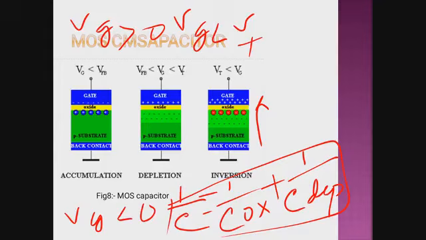So when Vg is less than 0, in that case the channel is confined by holes, but when Vg is greater than Vt, that means the gate terminal becomes more and more positive, in that case the channel is confined by negative particles, which are basically electrons. That is why it is called channel inversion.